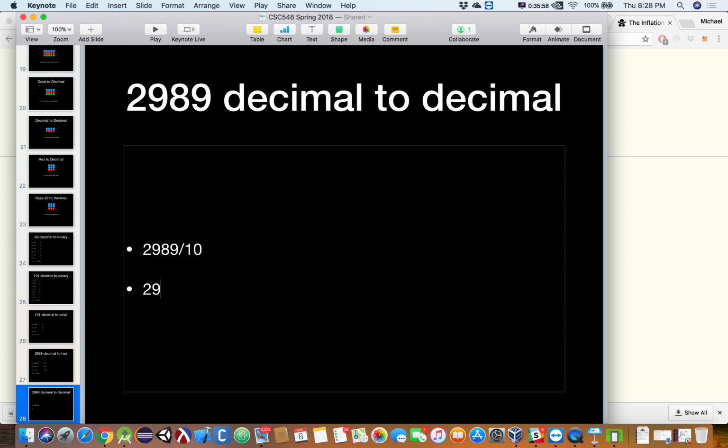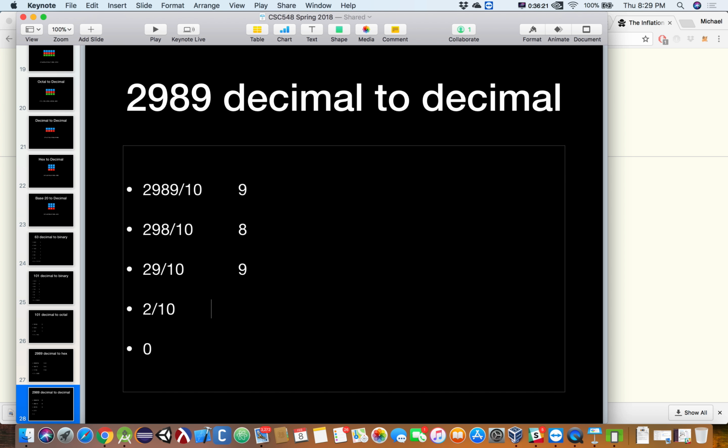That is 298. Remainder 9. Divided by 10 is 29. Remainder 8. Divided by 10 is 2. Remainder 9. Divided by 10 is 0. Remainder 2. Read your answer from bottom up. 2989. Make sense? All right, so it works for our patterns.